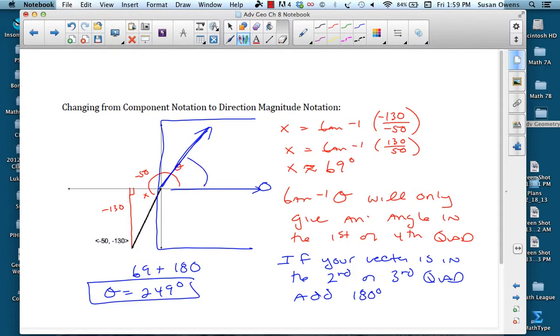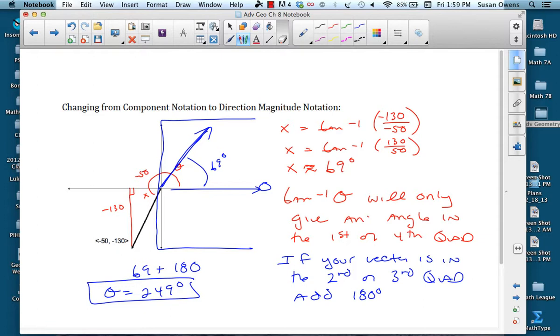This is the one that is 69 degrees. Mine is on the complete other side of it. So what I do is I say, wait a second, my vector is completely 180 from that. If your vector is in the second or the third quadrant, it's going to find the one in the first and the fourth. You just add 180 to it. Now, if you're doing north, south, east, west, you don't have to do that because you can just figure it out and it's south of west.